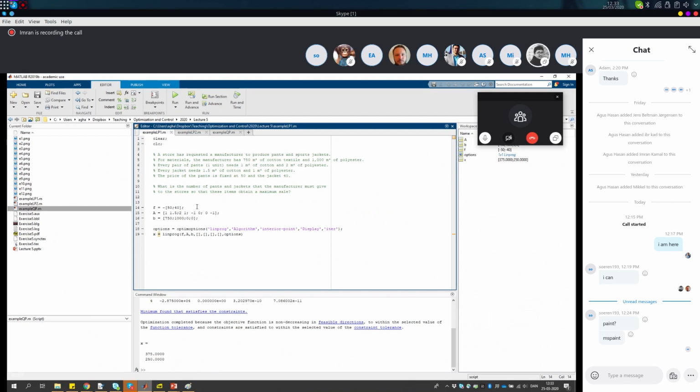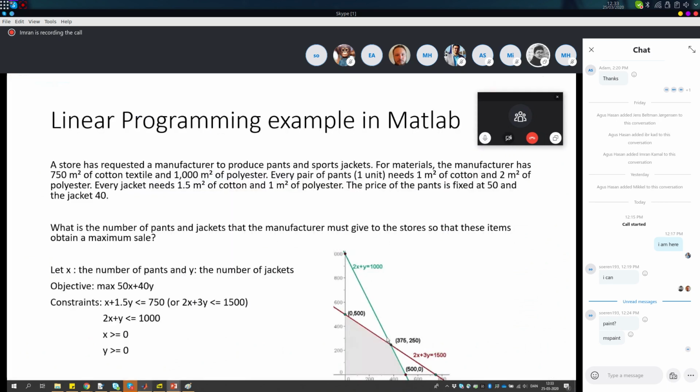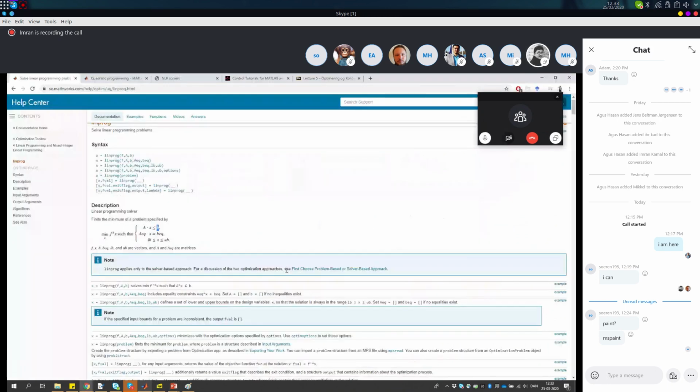Now this is the first one. The solution is 375 and 250, which is this. So it converged to the actual solution. But we can also define matrix A a bit differently.